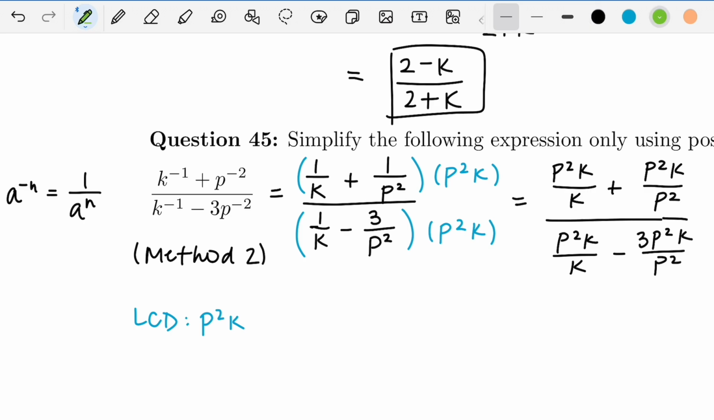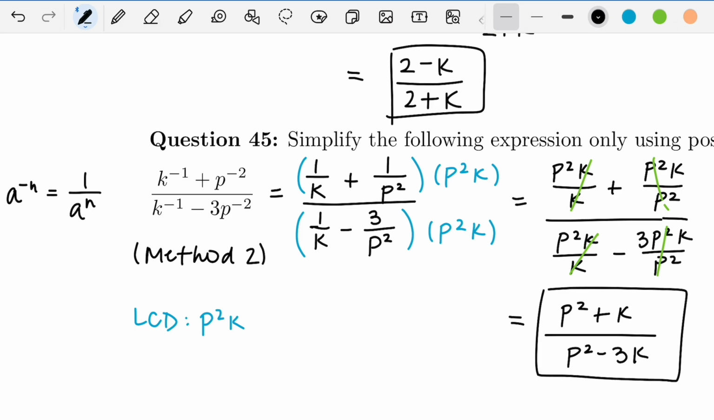Now notice a bunch of things are going to cancel. Our k's, our p squared, our k's again, and our p squareds again. We're going to end up with p squared plus k in our numerator, and then in our denominator, we're just going to have p squared minus 3k. And so there's nothing further that we can do to simplify this, so this is going to be our final answer.